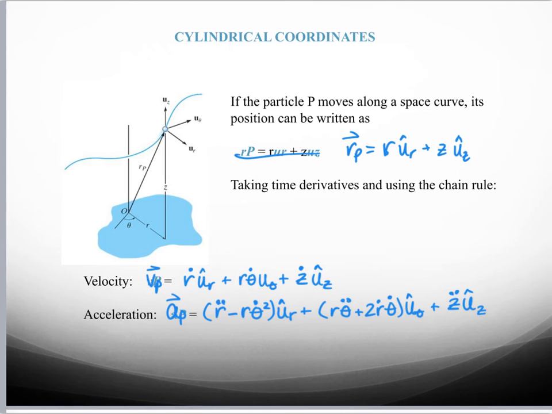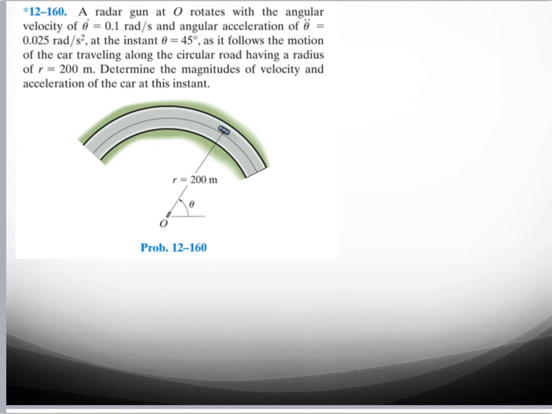And now we're going to look at two problems, one of which I'm going to do half of, and then the other one I'm just going to talk about how you might do it. And that's something that we'll look at together when we meet to talk about the material. So basically here we're told about a radar gun, and it's located at the origin. It's rotating with the angular velocity that we're given of 0.1 radians per second. It also has angular acceleration of 0.025 radians per second squared. And then we're told that when theta is 45, we know the radius of the road at that instant is 200 meters, and we're asked to find the magnitudes of the velocity and the acceleration of the car.